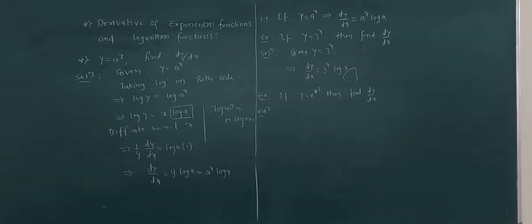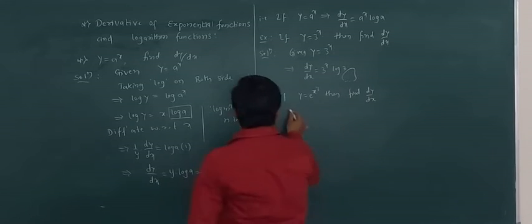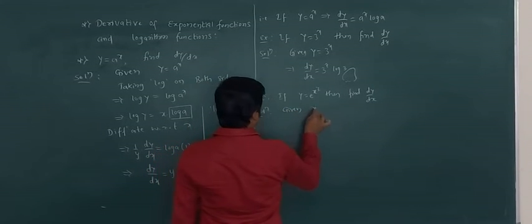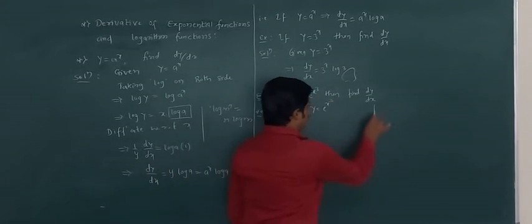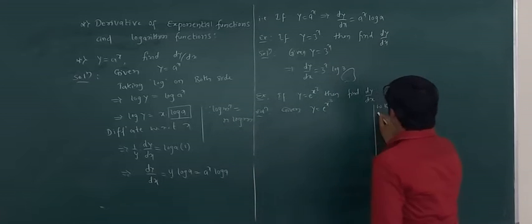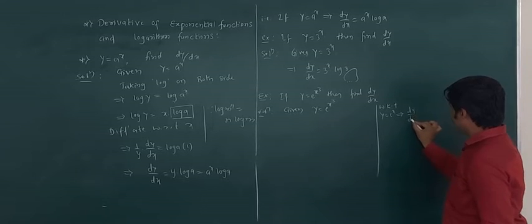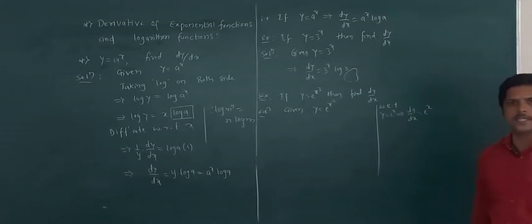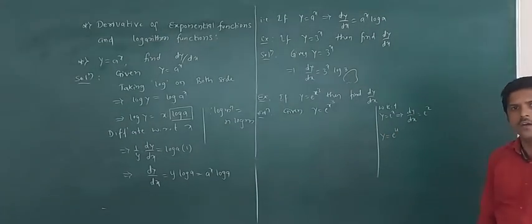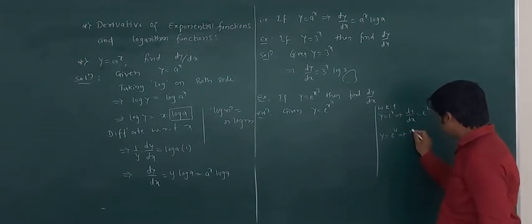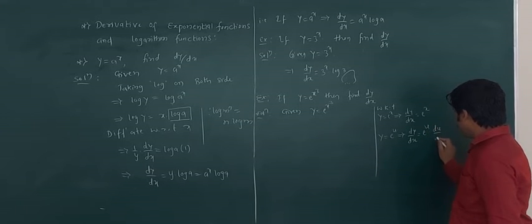So consider next example. If y equal to e to the power x cube, then find dy by dx. So here given is y equal to e to the power x cube, and we know that if y equal to e to the power x, the derivative of this function, dy by dx, is equal to, again we have the same function, that is e to the power x. In general, if suppose y equal to e to the power u, where u is a function of x, then the differentiation of this function is dy by dx is equal to e to the power u into du by dx.